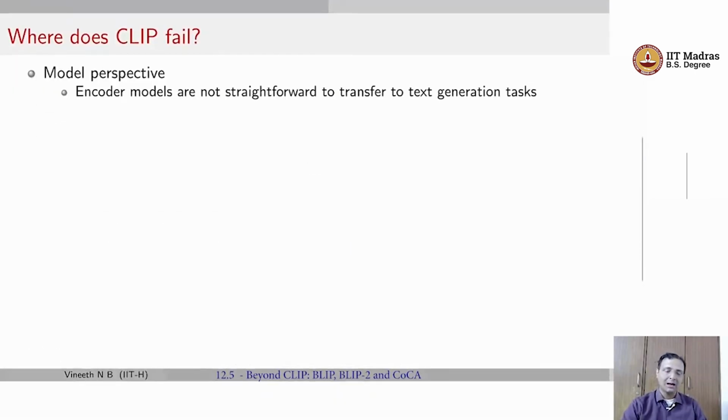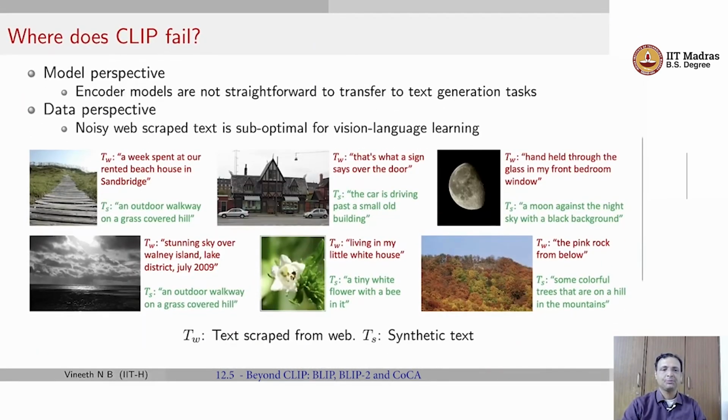If one had to look at CLIP, there are a couple of limitations where one could say that CLIP can fail. Firstly, the objective of CLIP was to learn good image language joint representations. However, such encoder models may not be easy to transfer to text generation tasks where, say, you have to generate a caption based on a given image.